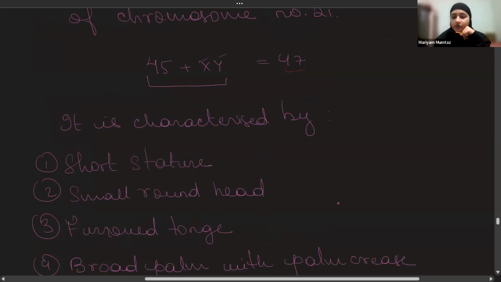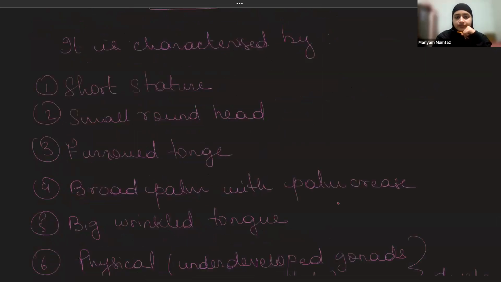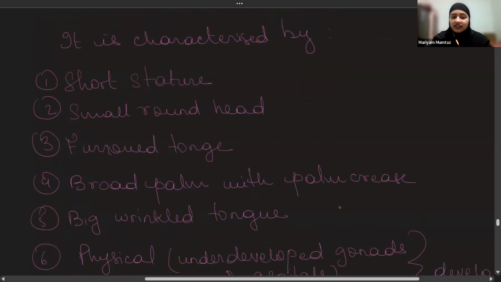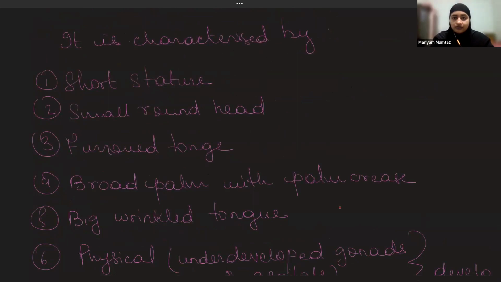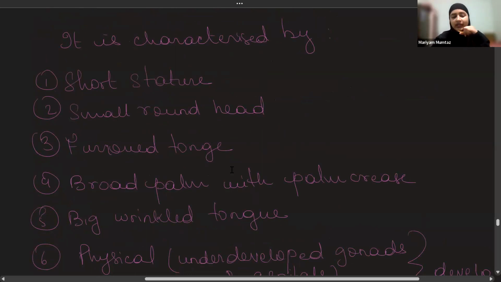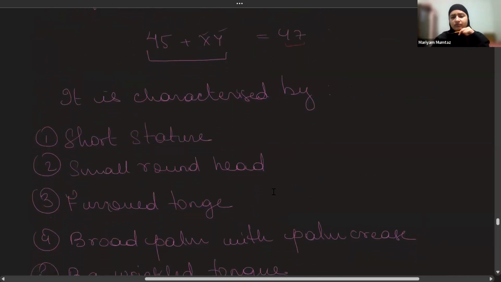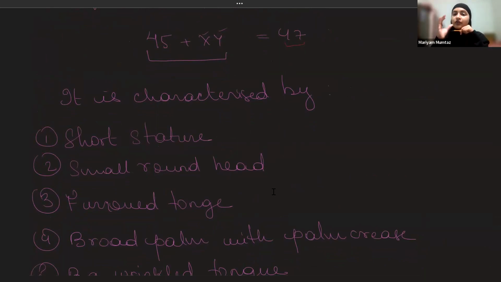is ultimately 47. Now, you might have seen Down syndrome children on the internet. It's so common, you cannot say that it is a rare disease anymore, right? There are so many children who do have Down syndrome, and they look very different from the normal children. So what are those characteristics that actually distinguish them from the normal ones?